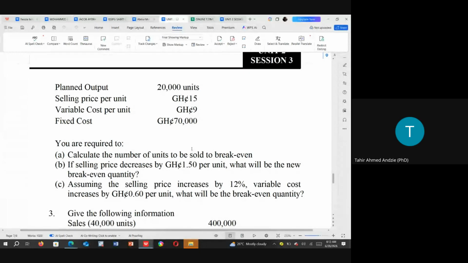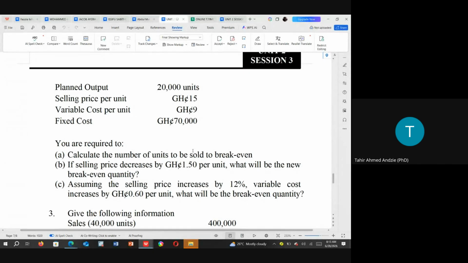So now your new break-even point: you have calculated the fixed cost already. 70,000 divided by 4.5 Ghana cedis gives us 15,555 units when you round it up. I hope you are all understanding. We are all getting it. Don't fall behind, try to understand, please. If you fall behind, you are going to have problems.